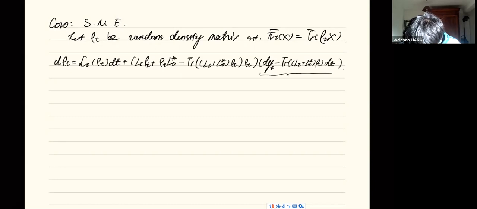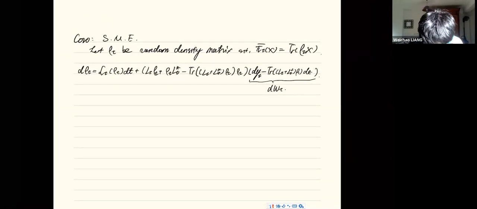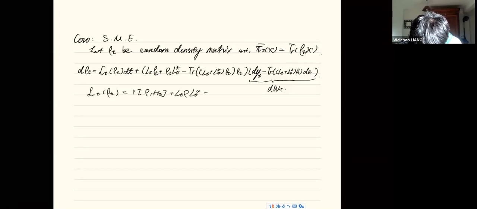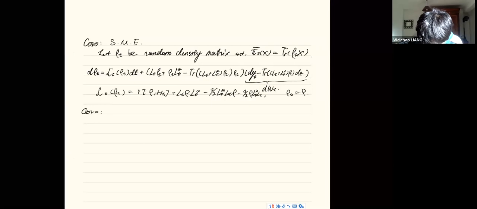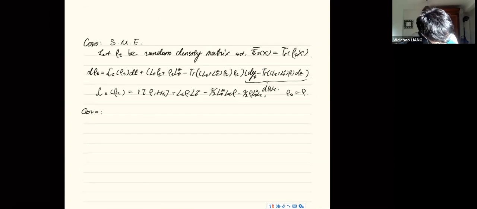Okay, and this part is exactly the innovation process, which is the Brownian motion under the probability measure P, where L is a Lindblad operator. And we suppose the initial value is given by some density operator. Okay. This equation is called the stochastic master equation. And moreover, due to the differential equation with respect to the unnormalized filter, d sigma t bar, we can obtain a quantum Zakai equation.